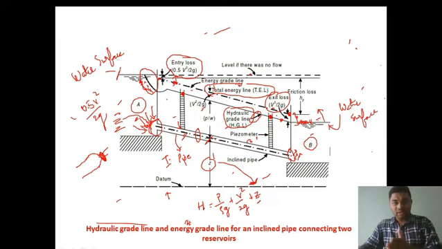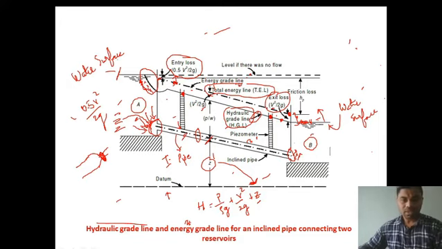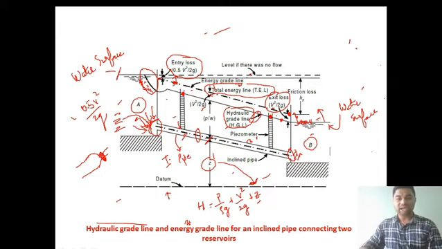At the exit, what happens? Exit losses occur. And in reservoir A, what happens? Entry losses occur. So this was the example of hydraulic grade line and energy grade line for an inclined pipe connecting two reservoirs. When the pipe is horizontal, the scenario will be somewhat different. Let us see what the difference will be.